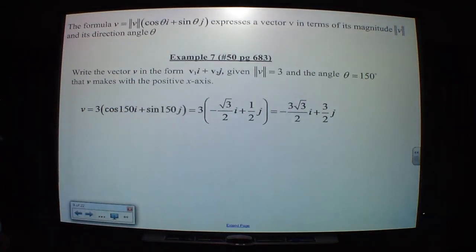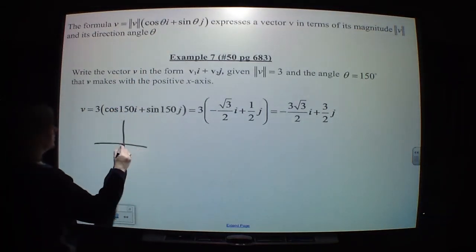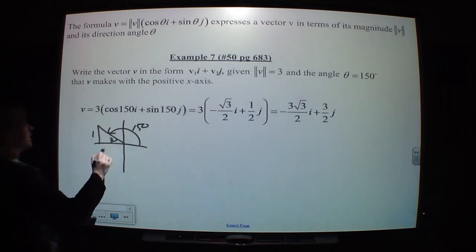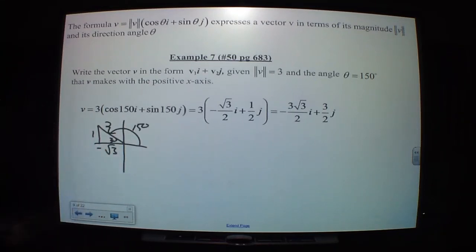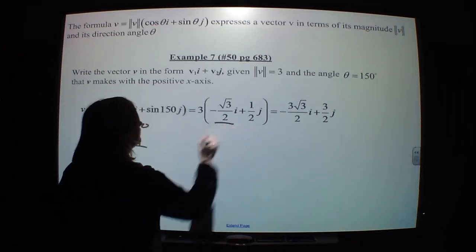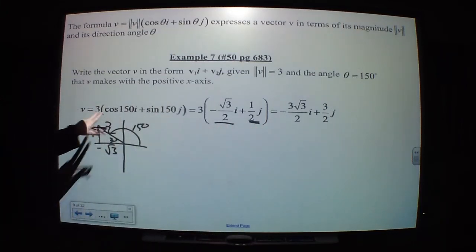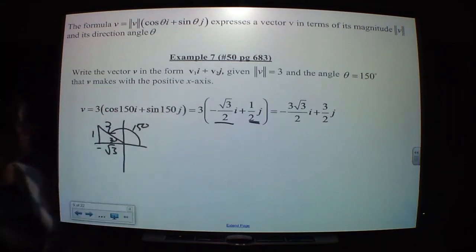So I plugged it into the formula, and you still need to know your good old unit circle. If that's 150 degrees, that's 30 degrees, so that's 1, 2, radical 3. So the cosine would be negative radical 3 over 2, which is right here. And the sine would be 1 over 2, which is right here. So I just did a substitution. Instead of cosine of 150 and sine of 150, I substituted the values. And then I distributed the 3. So then you have negative 3 radical 3 over 2 i plus 3 over 2 j. And you're done.